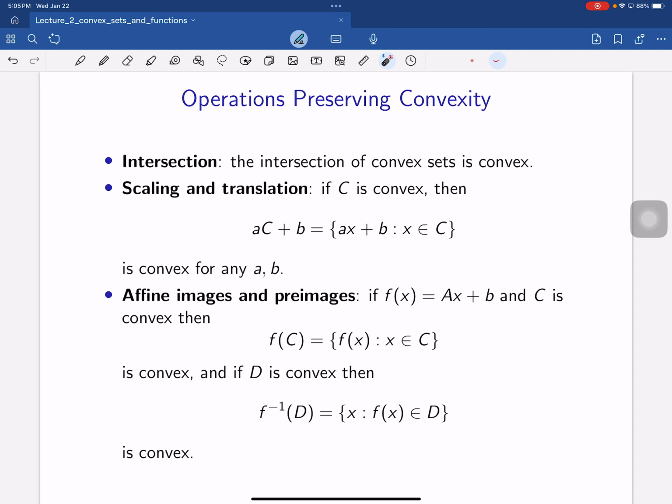For example, the intersection of convex sets is convex. It should be very easy to prove even algebraically, but geometrically you can consider, let's say, two convex sets.